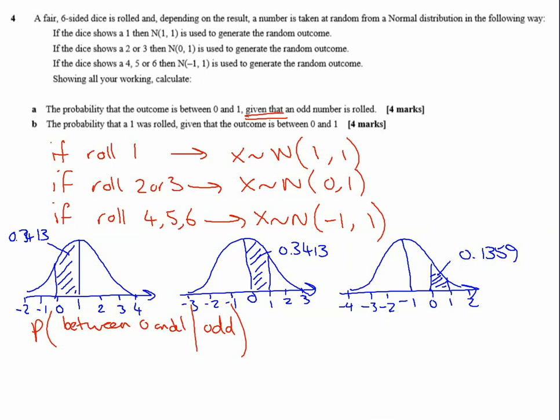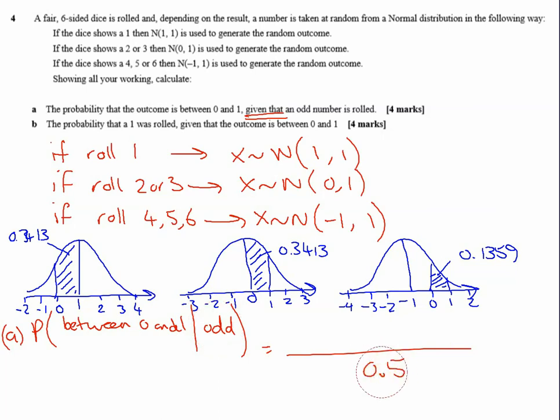Okay, so let's look at part A. I'm just going to pop an A next to this. So we've got all the numbers we're going to need, but it's got to be between 0 and 1, so we've got all the probabilities, but given that it's odd. So given that, this part here on the right, the given that is always the denominator. So what is the probability of rolling an odd? Well, that's a half. Okay, so it's a fair dice.